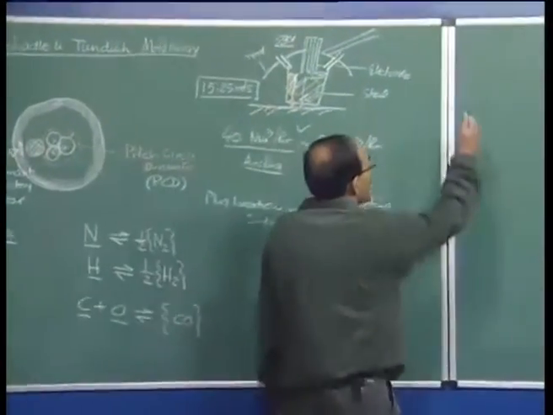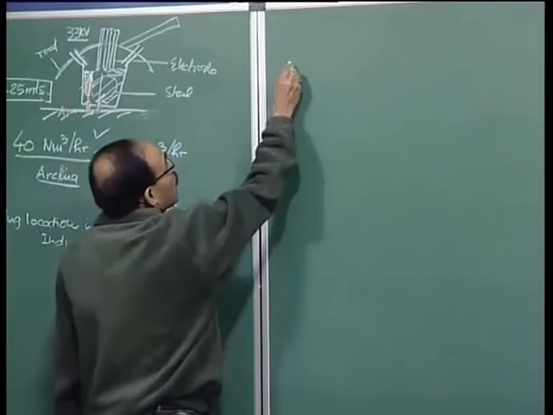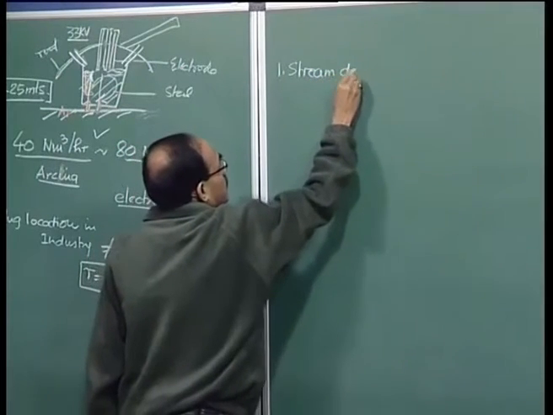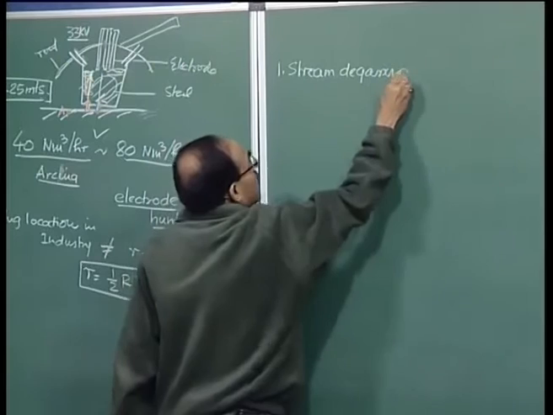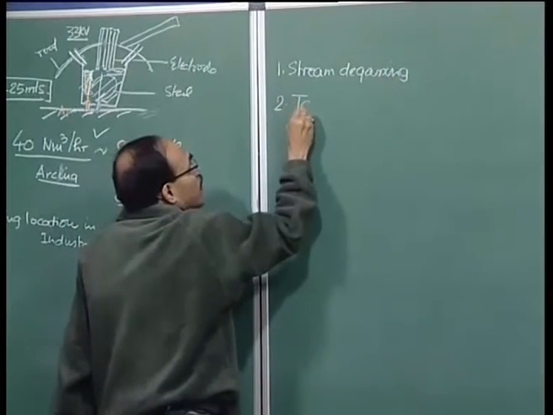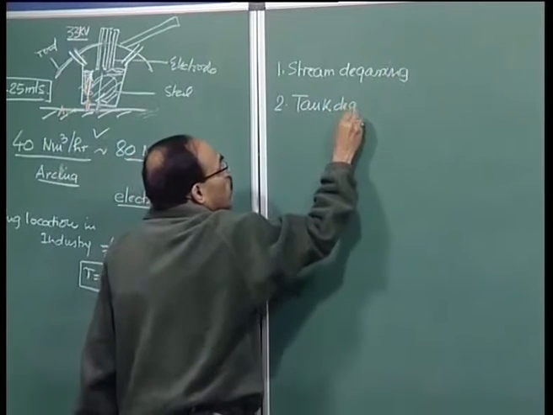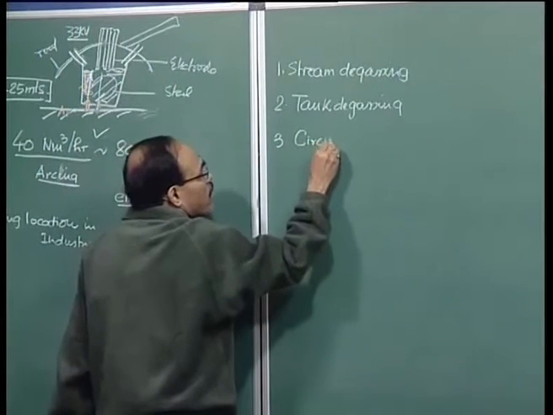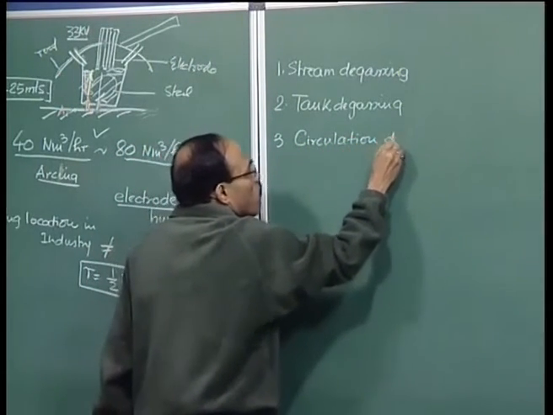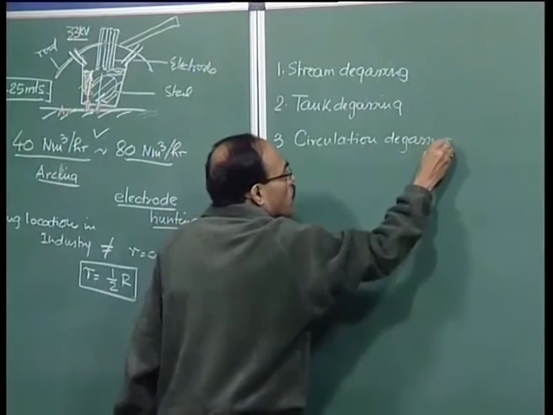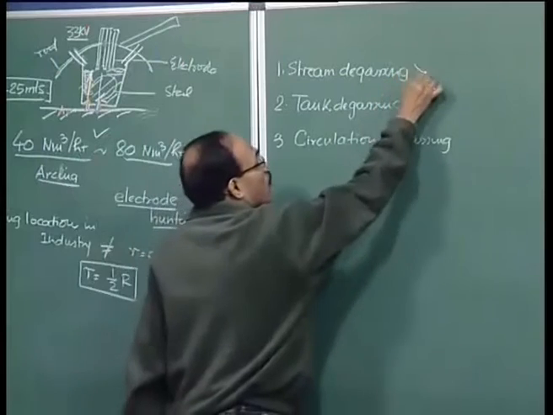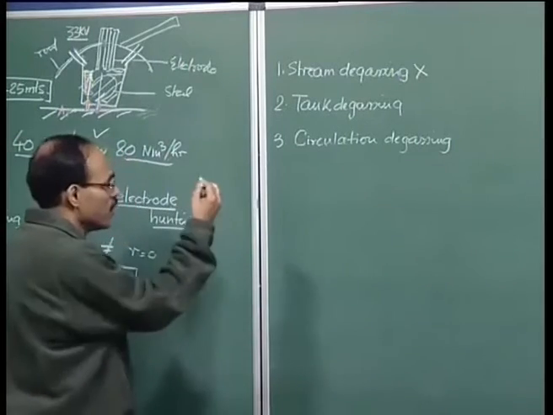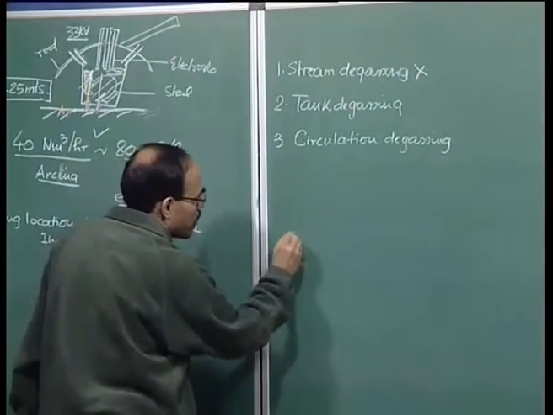Now, typically 3 different types of processes are known. One is called stream degassing, which of course has become obsolete. The second one is called tank degassing. And the third one is called circulation degassing. This one is not used now, but it is good to know a little bit about stream degassing. What does that mean? That means that we have a chamber, a ladle.